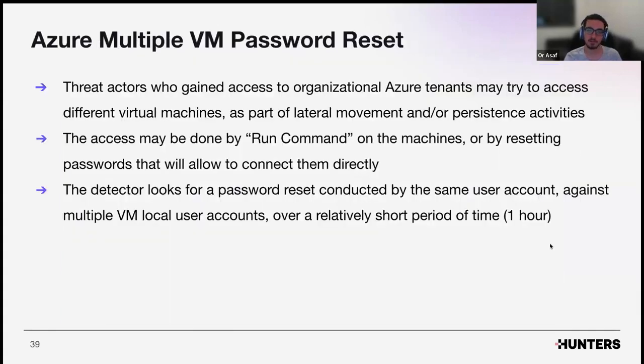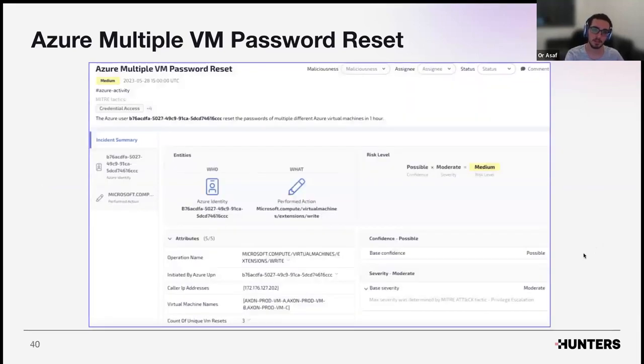The second detector we'll talk about is multiple VM password reset. So as we saw, threat actors can use credentials for VMs and reset the password in order to gain access to those VMs. Sometimes they don't have access to the VM directly, and so they need to use other credentials in order to reset them. So this detector actually looks for password resets on different VMs in a short time span, in this case, 1 hour.